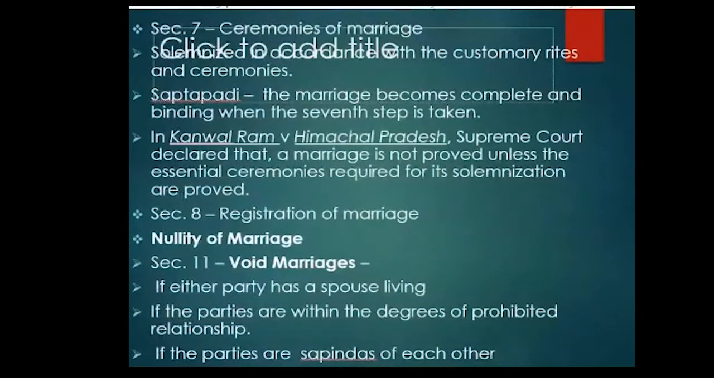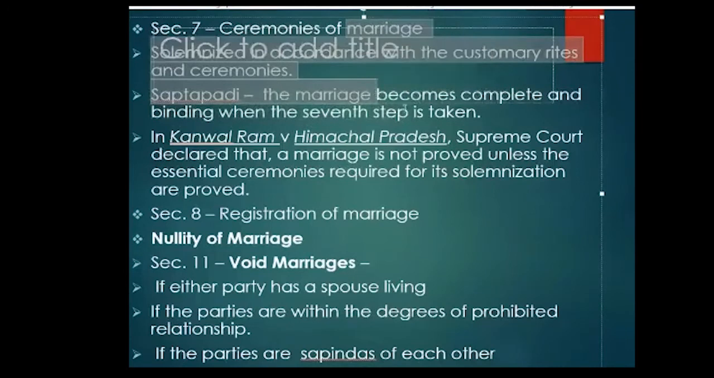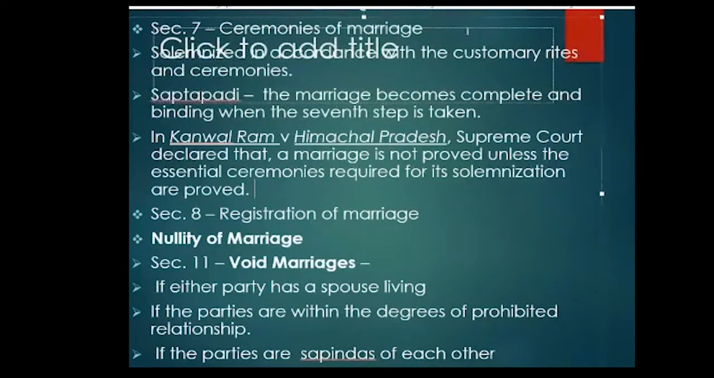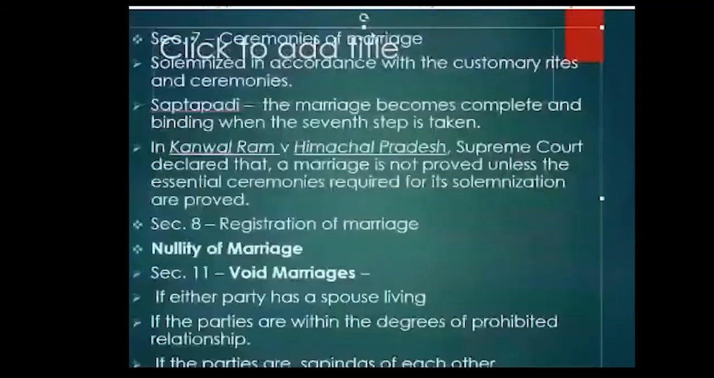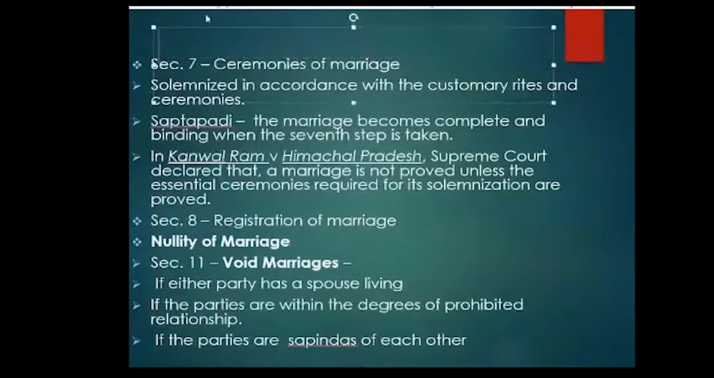And in the Hindu Marriage Act, Section 7 speaks about ceremonies of marriage, which means it is solemnized in accordance with the customary rites and ceremonies. Saptapadi means the marriage becomes complete and binding when the seventh step is taken. So these are some important sections of the Hindu Marriage Act, and now we'll go on to Muslim marriage.